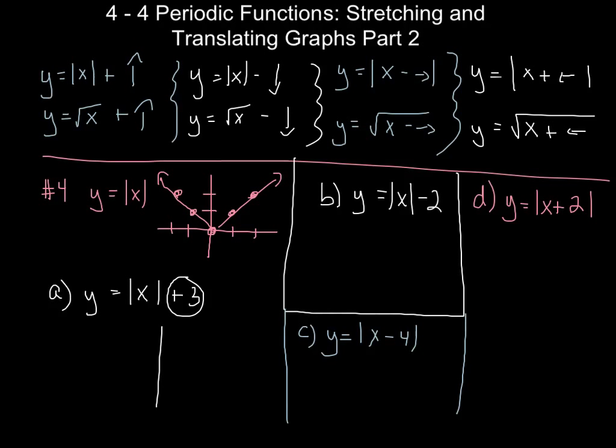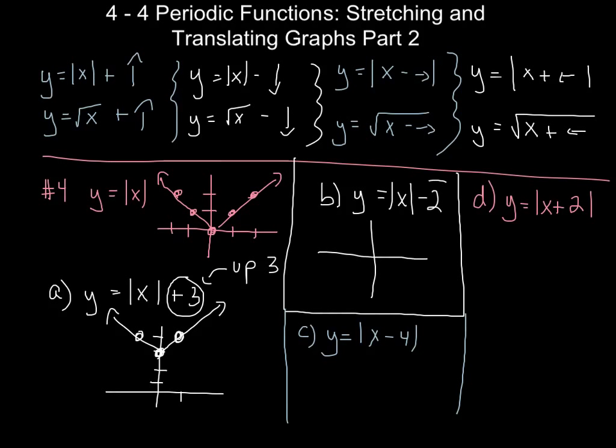So let's sketch our axes, and instead of starting at 0, 0, it starts up 3. And then everything else is the same. It goes up 1, right 1, and up 1, left 1. And if you want to make some ordered pairs, make a little table, that might help you. So that little plus 3 meant go up 3. Pretty easy.